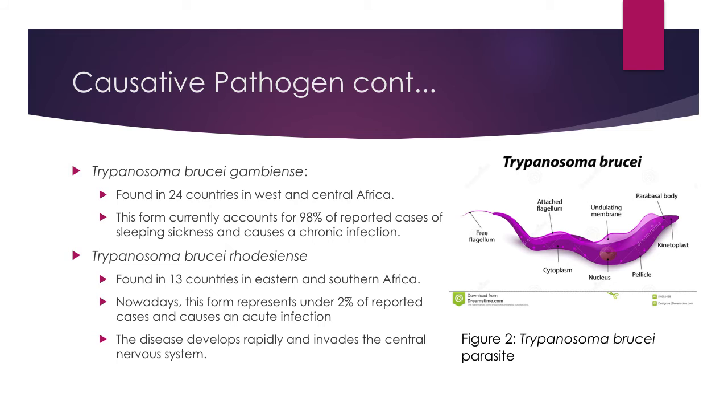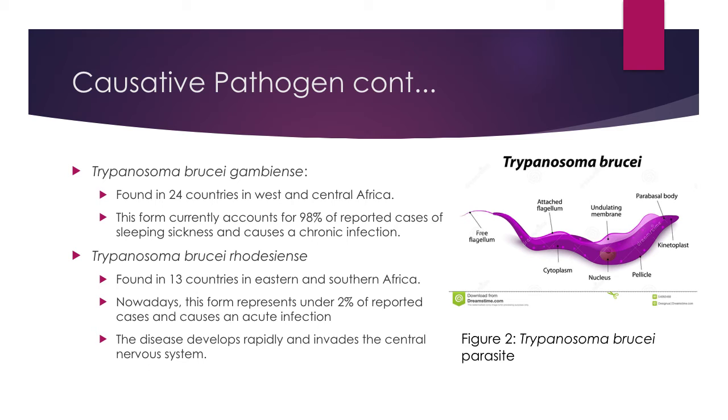So we have T.b. gambiense, which is found in 24 countries in West and Central Africa. This form currently accounts for 98% of the reported cases and causes a chronic infection.